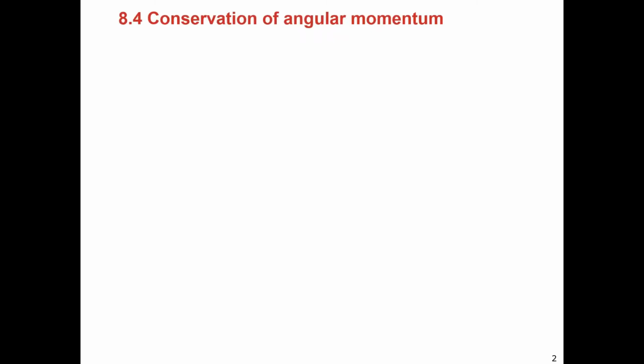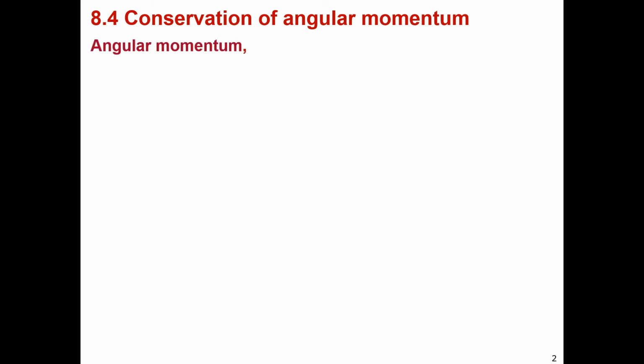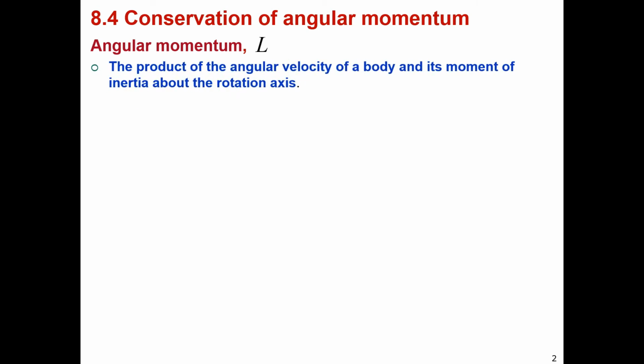The last subtopic that we're going to learn in rotations of rigid body is conservation of angular momentum. What is angular momentum? Angular momentum can be defined as the product of angular velocity of a body and its moment of inertia about rotation axis, or simply can be written in mathematical form L equal to I omega.